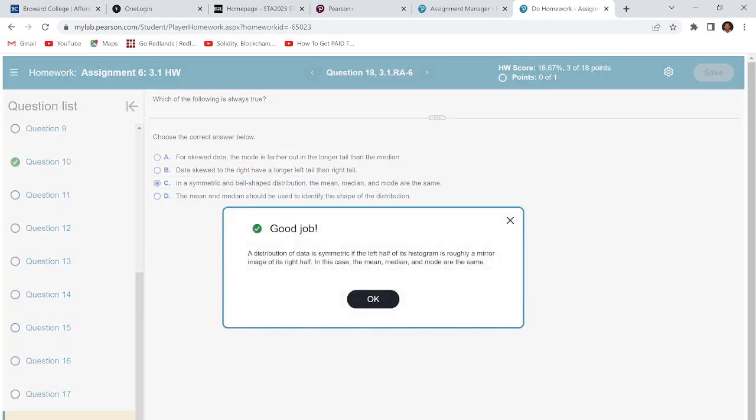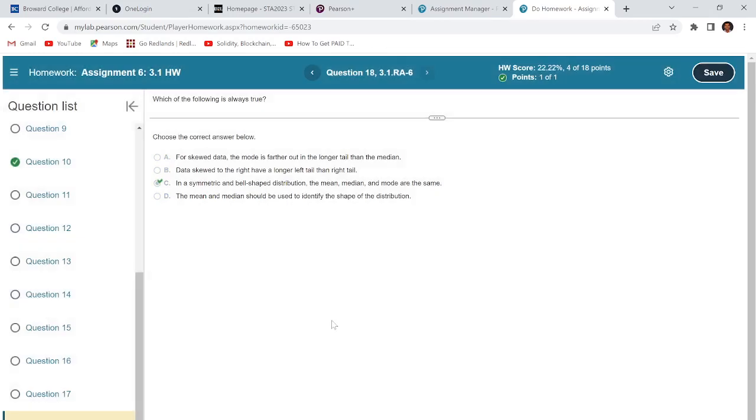A distribution of the data is symmetric if the left half of its histogram is roughly a mirror image of the right half of its histogram. That's only possible if we have the mean, median, and mode the same number. Okay.